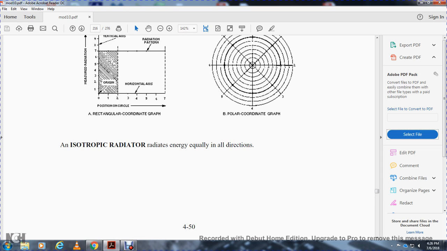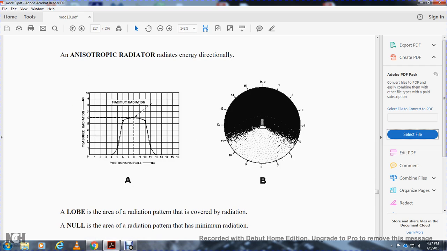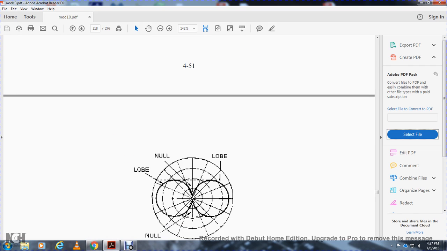Isotropic radiator radiates energy equally in all directions. Anisotropic radiator radiates energy directionally. A lobe is an area of the radiation pattern covered by the radiation. A null is an area of the radiation pattern with minimum radiation. Lobe, null, lobe, null, lobe.